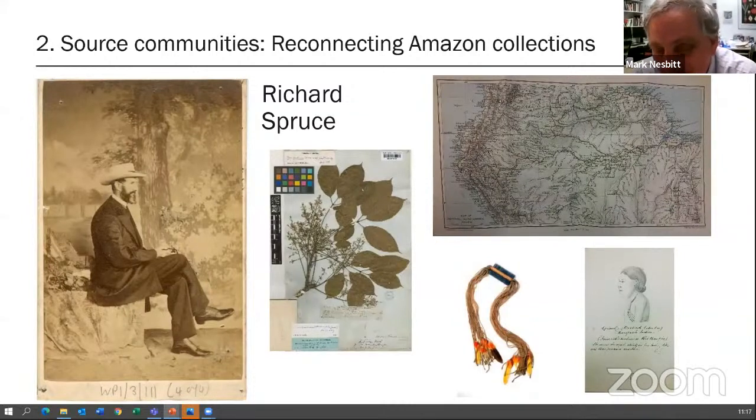So for the last 5 years or so, we've been developing a series of small projects leading to a bigger project. We've been asking the question, how can you use this historic collection of objects to support Indigenous peoples in an area that's not heavily threatened by deforestation, but is threatened by cultural erosion, the whole problems with health, for example, the whole problems of the valuation of Indigenous knowledge.